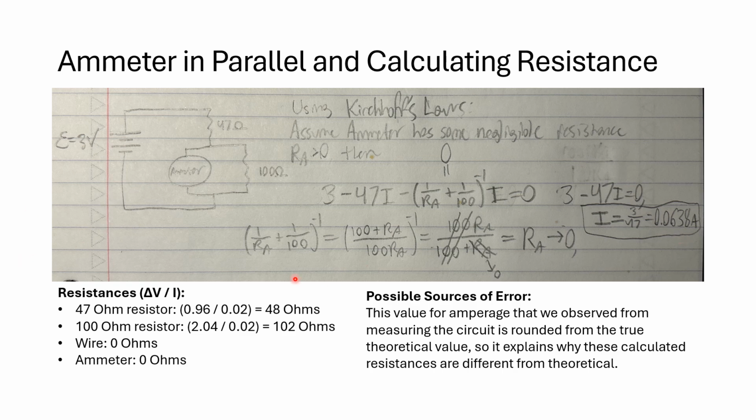Separately, for the original circuit, we calculated back from our measured voltage differences the resistances of these different components, and we noticed that they're slightly different from what they should be. This is because the value for the amperage we observed from measuring the circuit is rounded from the true theoretical value. So it explains why these calculated resistances are different from theoretical. That's a possible source of error.